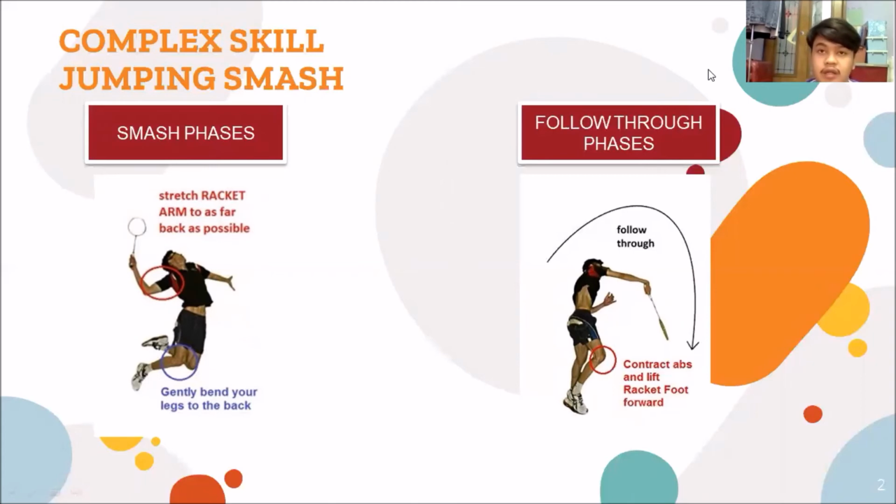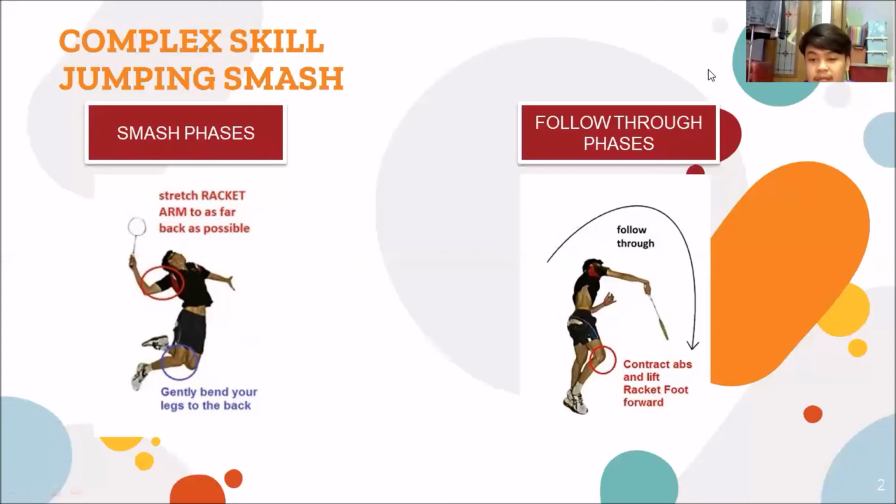So you can conclude that the strength of the abs will give power to the smash. The third step is, as you contract your abs, lift your racket foot forwards. This movement should also be done naturally because if you force it, it will not happen. Other than that, the purpose of using the abs is that it will help improve the speed of the swing.